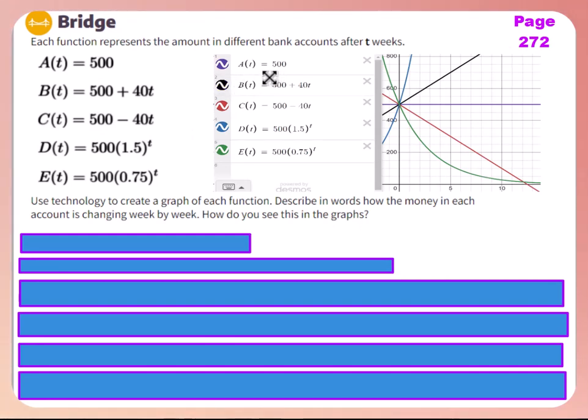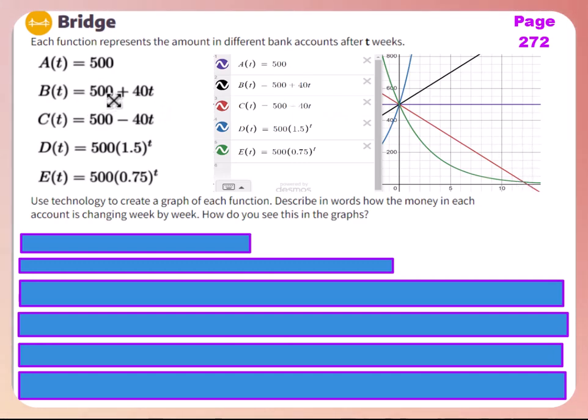This is what I put into Desmos. Look at A(t). That's going to be the blue line. A(t) equals 500. So if you change the function notation to y equals 500, you're just going to draw a straight horizontal line through y, parallel to the x-axis.